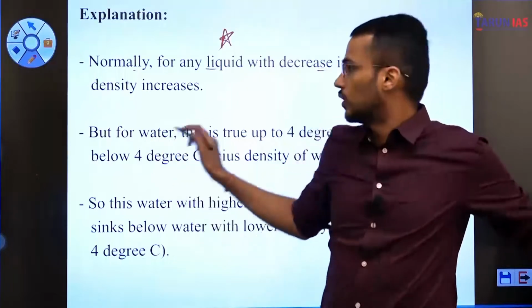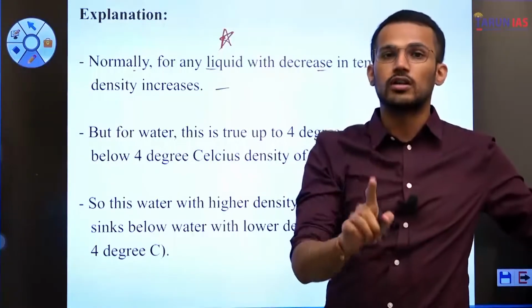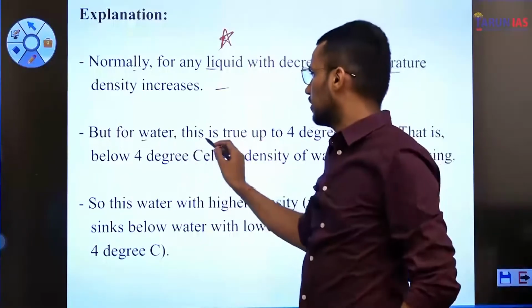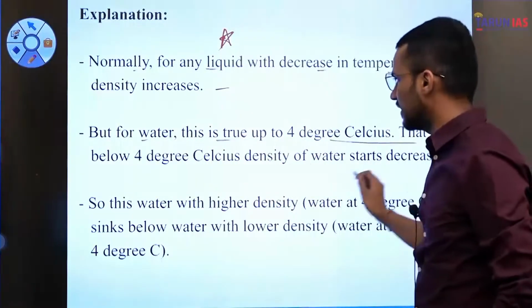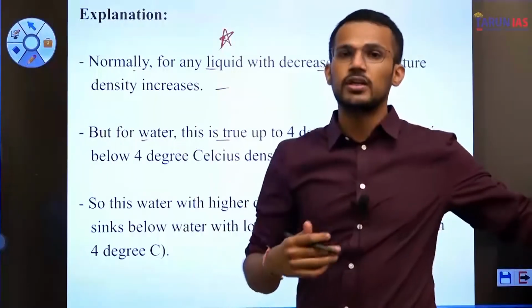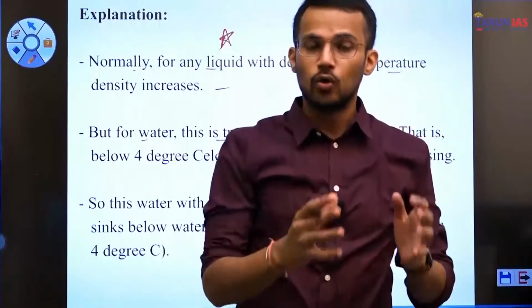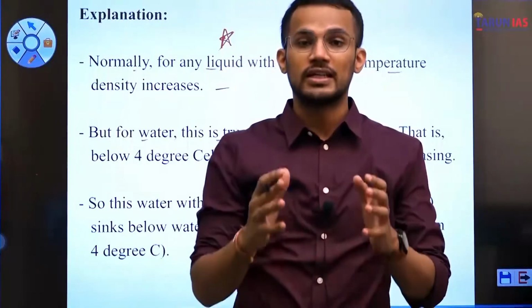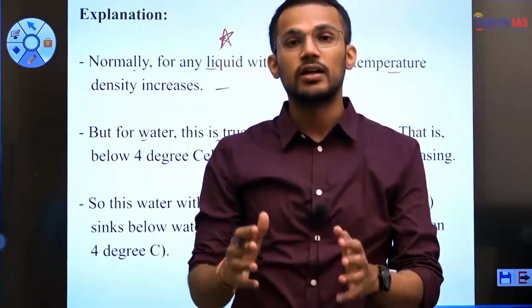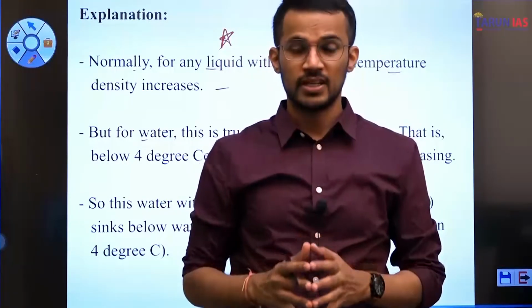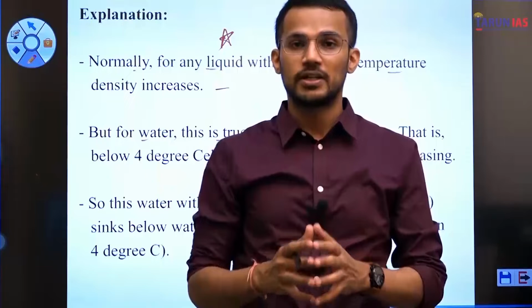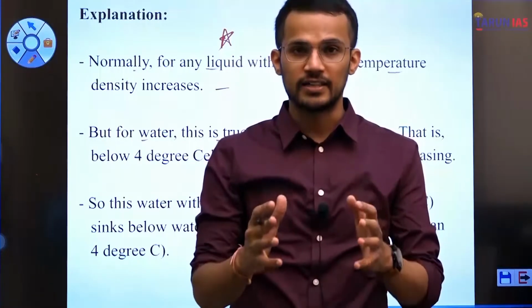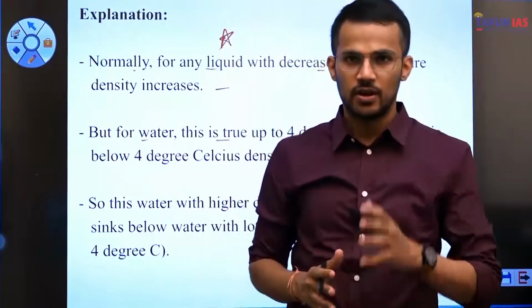But this particular principle is true for water only up to 4 degrees Celsius. That means if we try to cool down water below 4 degrees Celsius, then the density of water will not increase. Rather, it will again start decreasing. And this is one of the most important properties associated with the density of water. Density of water is highest at 4 degrees Celsius.